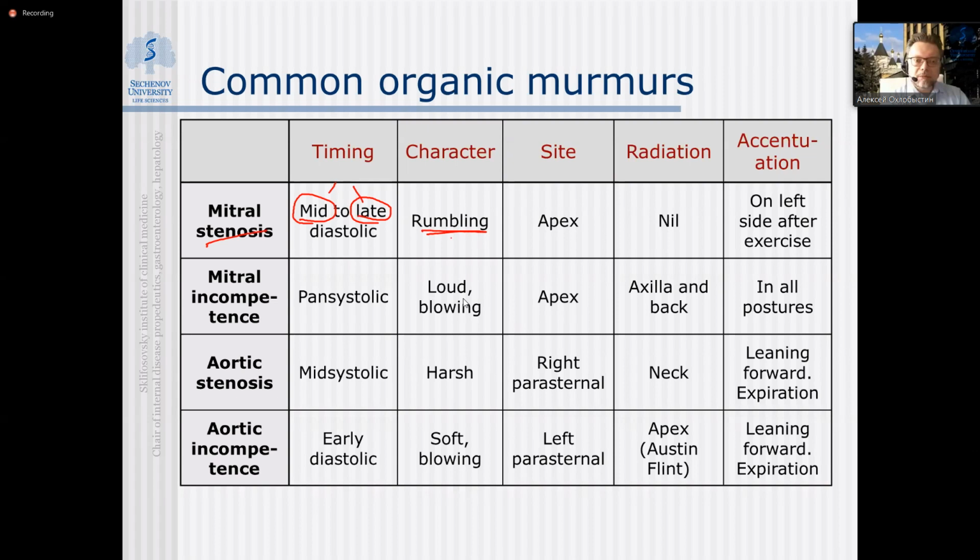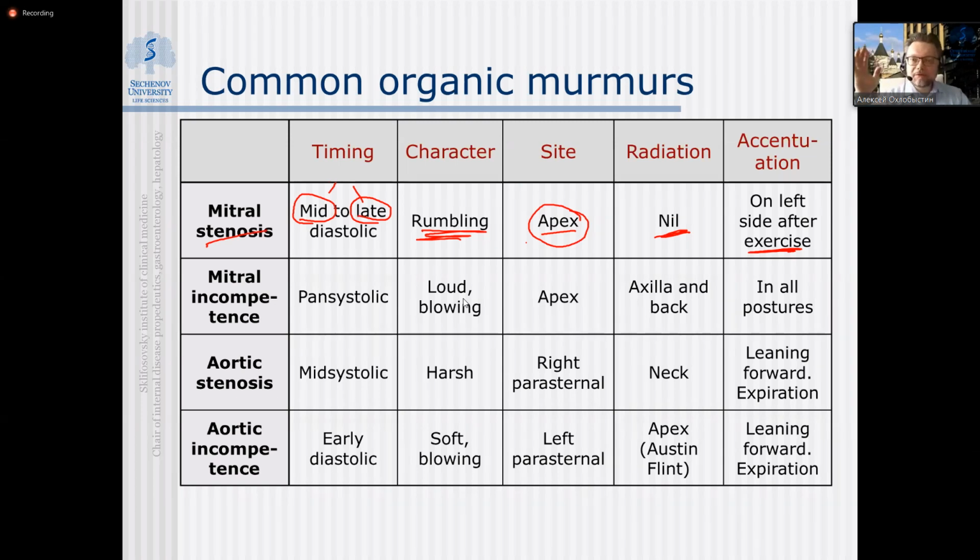Characteristic typically will be a rumbling, very rough murmur, of low pitch, rough timbre. Location definitely will be the apex, no radiation from the apex. And mild physical activity like squatting, for instance, will amplify that murmur. So there will be amplification after exercise. The murmur will be best heard if you position your phonendoscope at the apex.